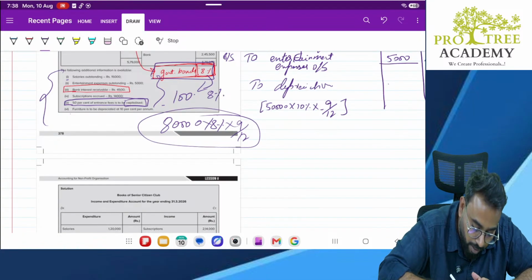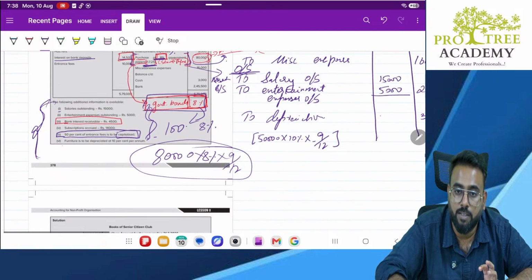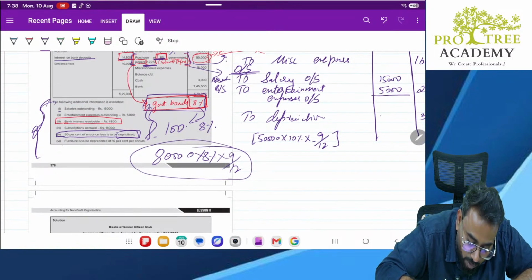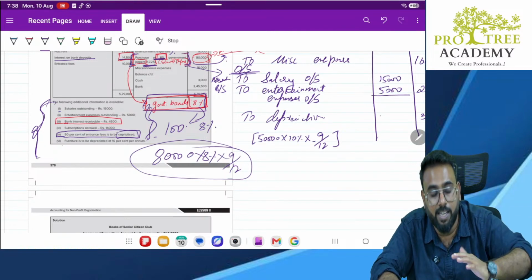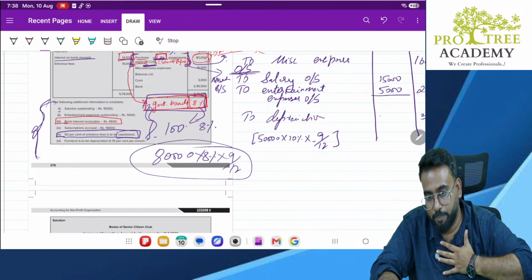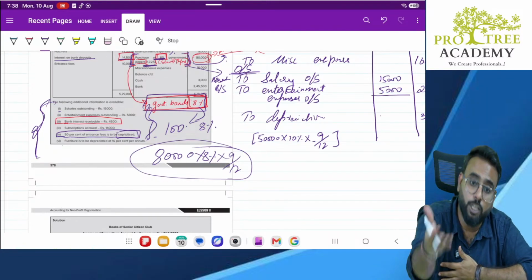So see here, they have not given any information about this 8% bond. They have put it here only. Cleverly, they have put it here. If you read it fast, you might commit a mistake like what I have committed. Let me be honest. I made a mistake. So there is a chance that you will also make a mistake.